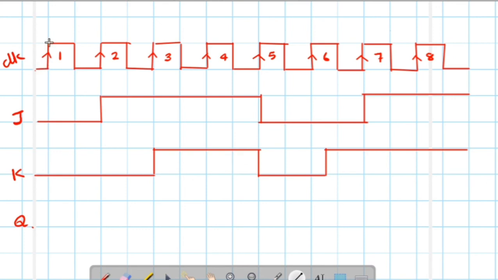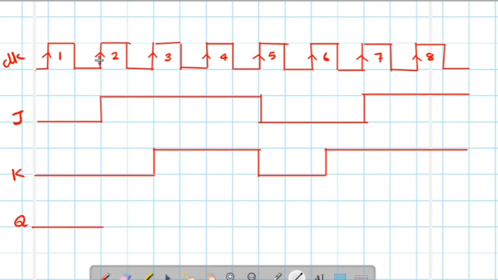At the positive edge of the first clock pulse, J is equal to 0 and K is equal to 0. When J is equal to 0, K is equal to 0, JK flip-flop retains the previous state. Assume that output is 0 initially, so it retains that state for the first clock pulse.